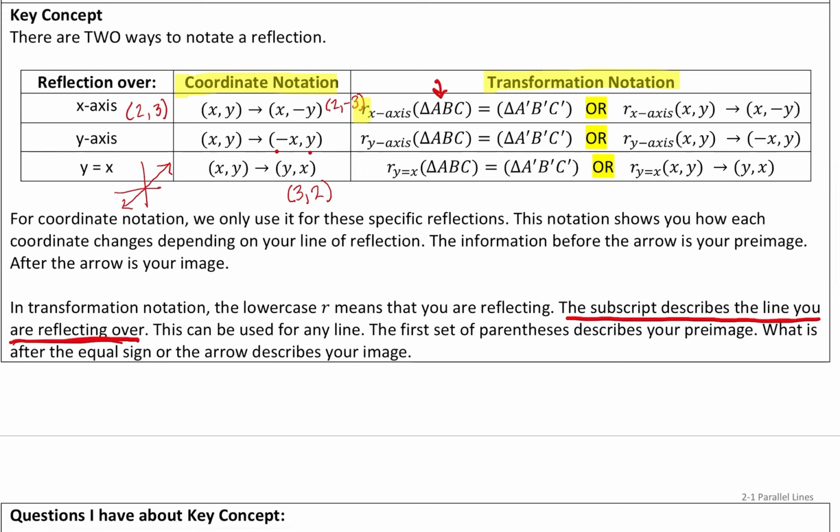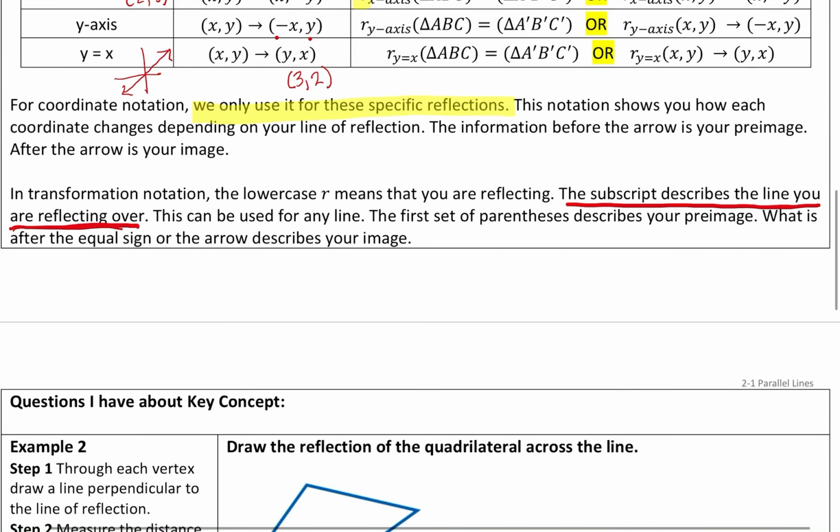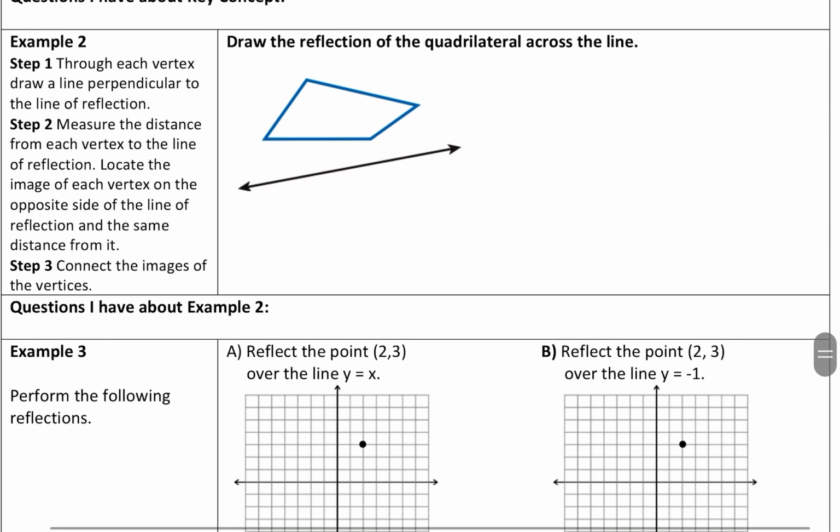Okay, so one of the things that I want you to notice is coordinate notation, we only use it for these reflections. It is only for the x-axis, the y-axis, and y = x, because we have those specific rules. Everything else is going to kind of depend on what you're reflecting over. So if we're reflecting over any of the other lines, we're pretty much going to use that transformation notation. All right, if you have any questions on that, please write it down on your notes page. The question box for this one is on the back.